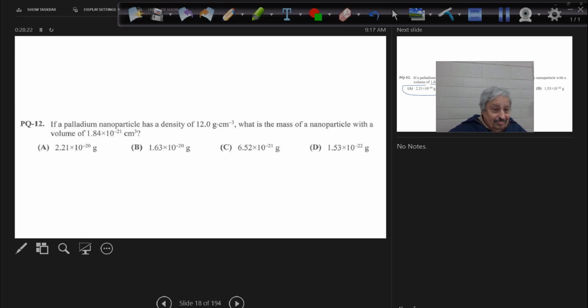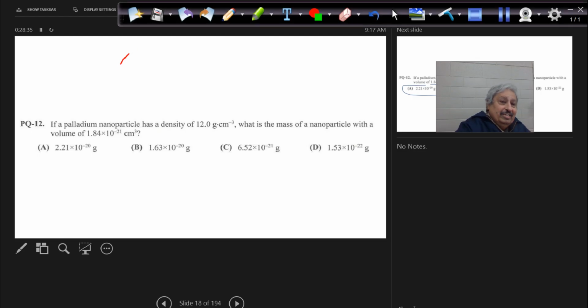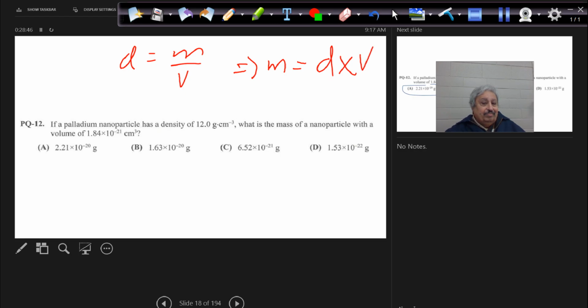You have palladium among nanoparticles has the density of this. What is the mass of a nanoparticle with a volume of this? Now those are the sub-formula, correct? Remember, the main formula is density over the mass over the volume. Now they ask you what's the mass. So out of this sub-formula, mass is density multiplied by the volume. Just watch out for the sig figs. Luckily, those sig figs are 3, and here you have 3. The exponent has nothing to do with the sig figs. So 3, 3, our answer has to be 3 sig figs.